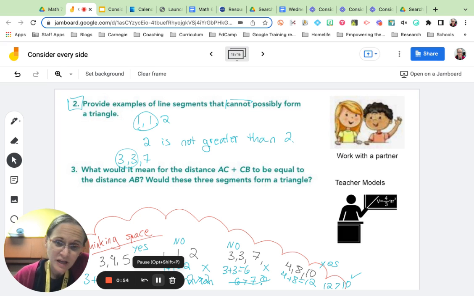Based on those examples that you came up with, the general rule that we're saying is that AC plus CB must be greater than AB. If AC plus CB is equal to AB, then you won't get a triangle. Let me show you why.